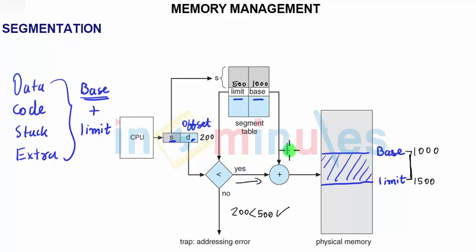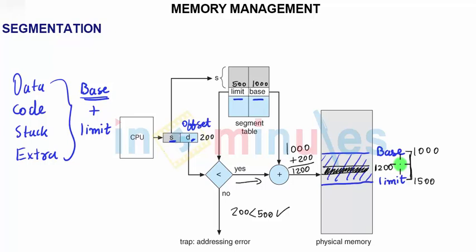Next, the base, that is 1000, would be combined with 200, giving us 1200 as the answer. And with this, we'll be accessing the location at 1200 for accessing some data. So this is how offset addressing and segmentation addressing takes place.